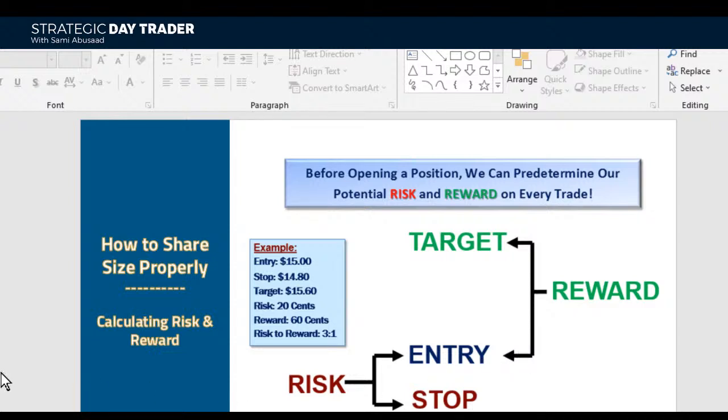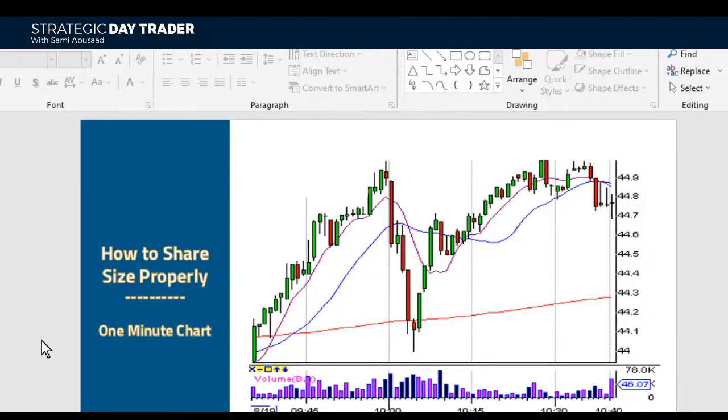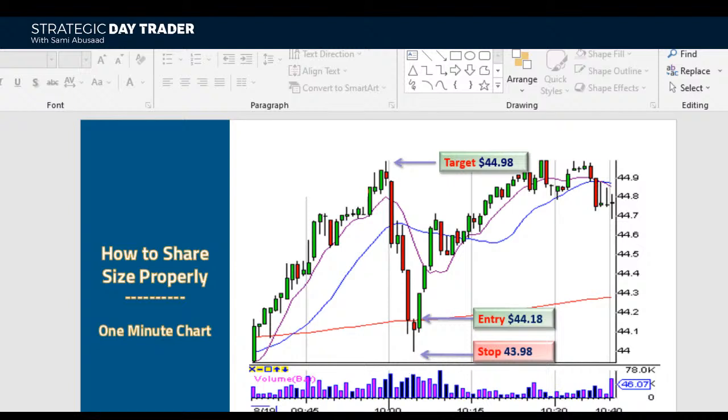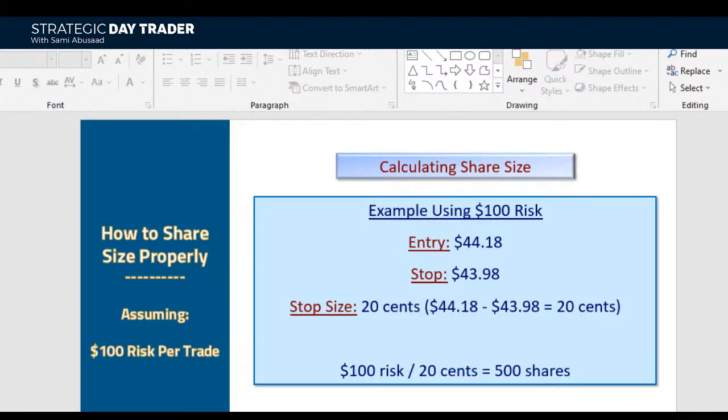So for example, let's say you wanted to get in at 44.18 and your stop was at 43.98. Your target was at, let's just say, 44.98. How do you calculate your share size? Your stop size is 20 cents, which is the difference between your entry price minus the stop price. If you're risking $100 per trade, you take $100 divided by 20 cents, which gives you 500 shares.